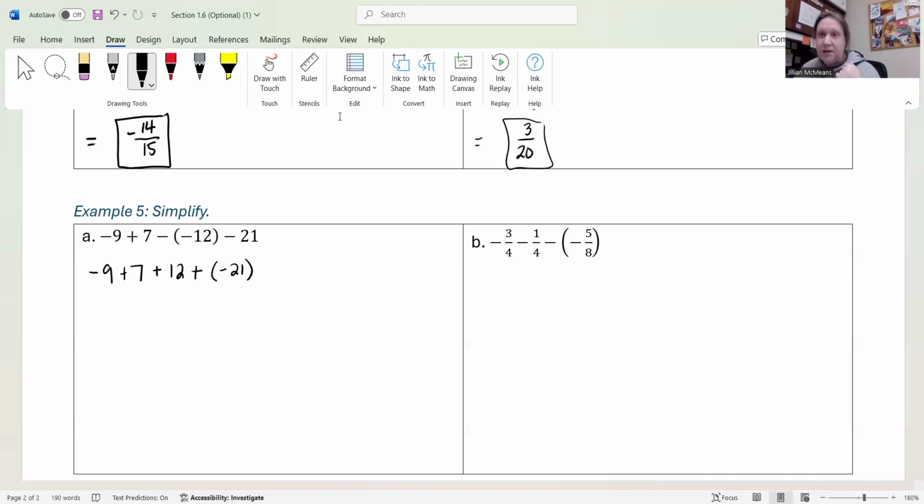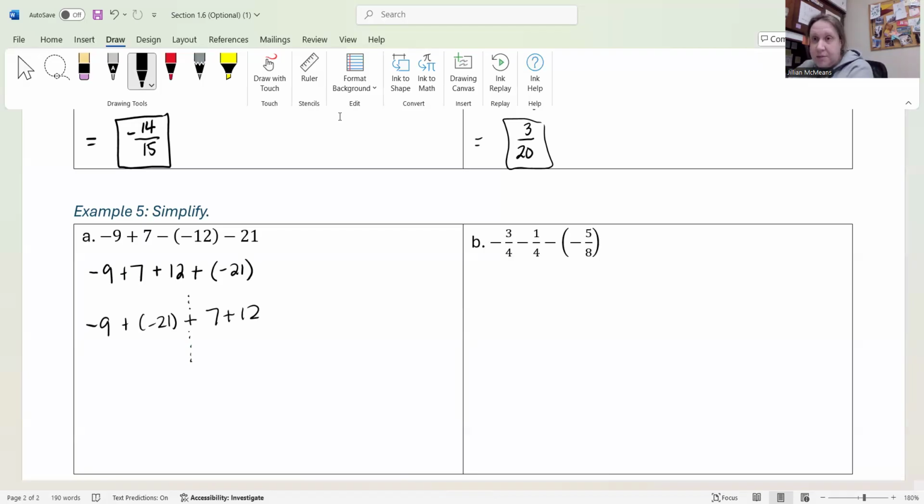So let's practice that just for the sake of fun. So let's look at just the negatives first. I had -9 plus -21. And then after that, I had +7 plus +12. So we're going to kind of add each half.